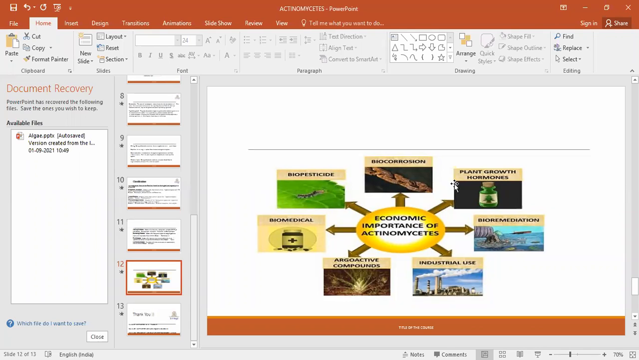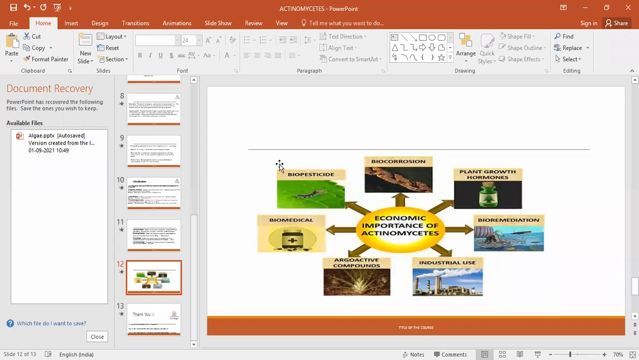Now I will give you one exercise. You have to find examples of actinomycetes which can be used as a biopesticide, in biomedicine, in industrial use, in bioremediation, and in plant growth hormone production. You have to find the examples of actinomycetes which perform these functions.